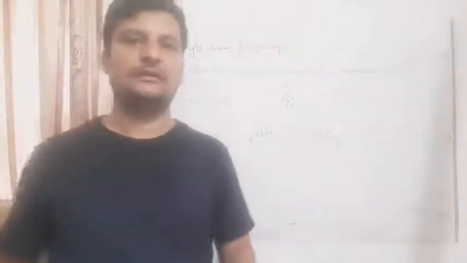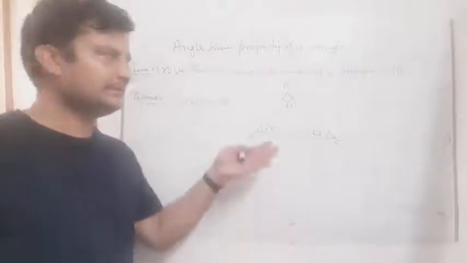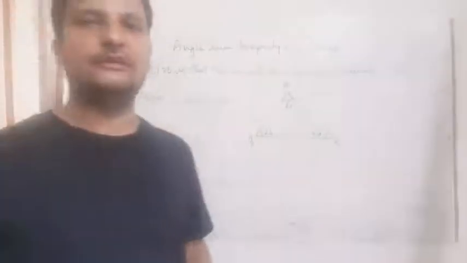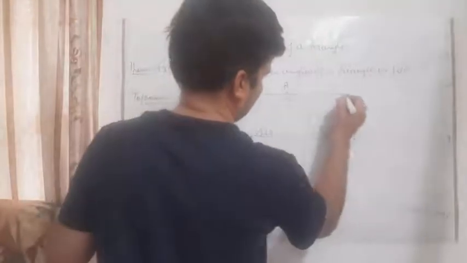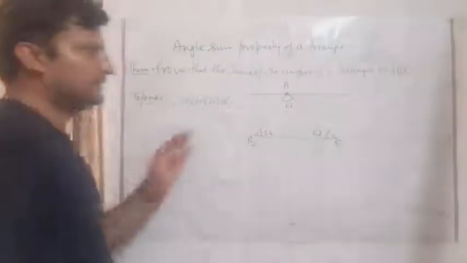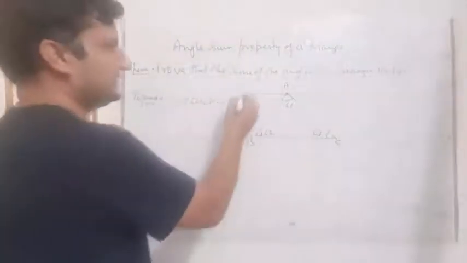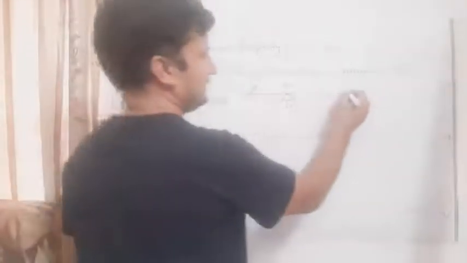Now students, how can we prove it? Angle 1 plus angle 2 plus angle 3 is equal to 180 degrees. Earlier in 8th class we have studied that the sum of these three angles is always 180 degrees. We all know this, but how can we prove it? To prove it, first we have to construct a line. Suppose this line is parallel to this one. I am writing the line as PQ.